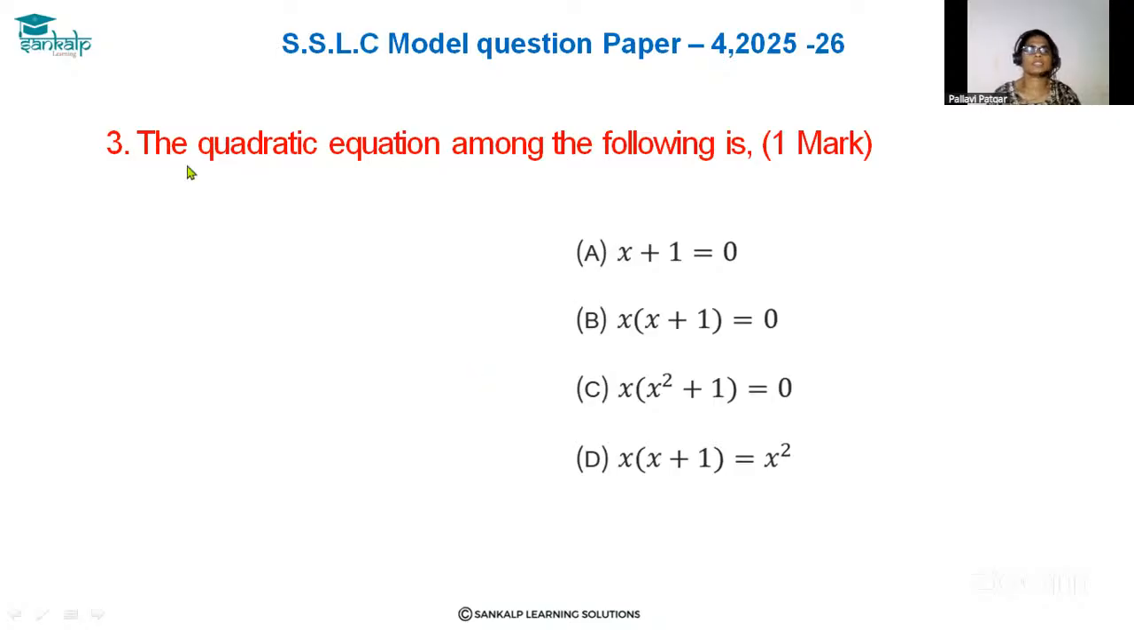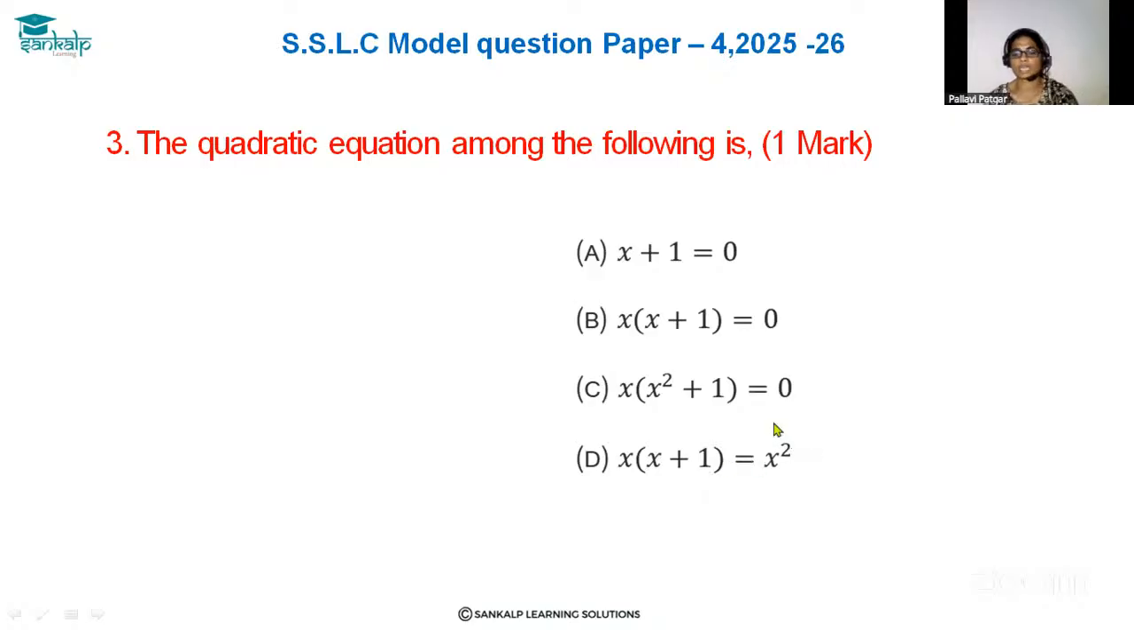Hello everyone. Look at the question number 3. The quadratic equation among the following is: option A, x plus 1 is equal to 0. B, x into x plus 1 is equal to 0. C, x into x square plus 1 is equal to 0. D, x into x plus 1 is equal to x square.